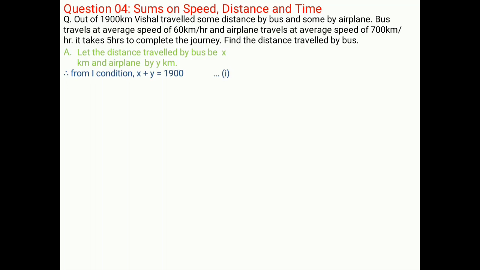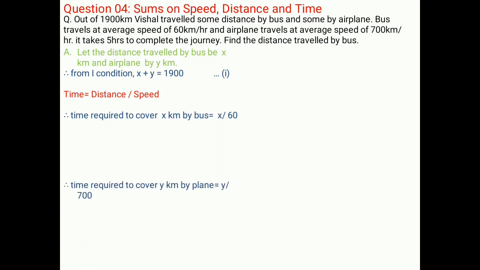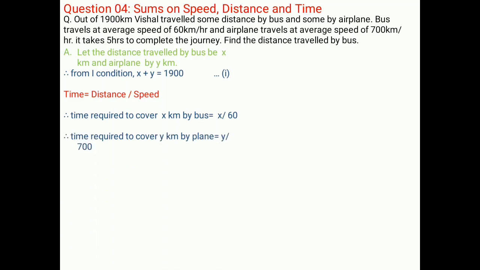Vishal has travelled. Since time is equal to distance upon speed, the time required to cover x kilometers by bus would be x upon 60, 60 being the average speed of the bus, and the time required to cover y km by airplane will be y upon 700, 700 being the average speed of the airplane. Therefore the whole journey was 5 hours, which gives me from the second condition x upon 60 plus y upon 700 is equal to 5.